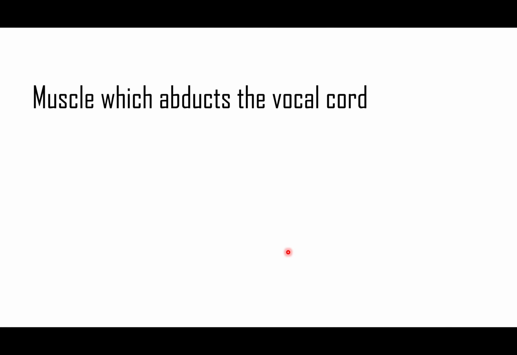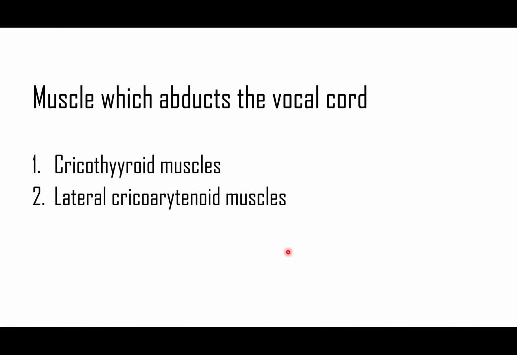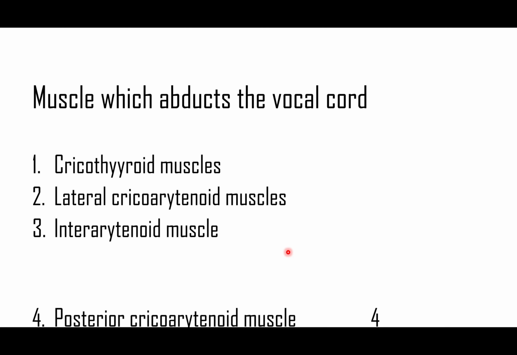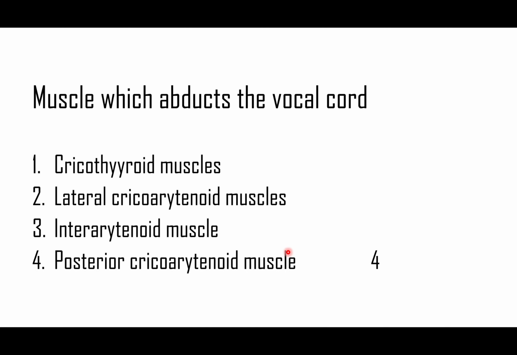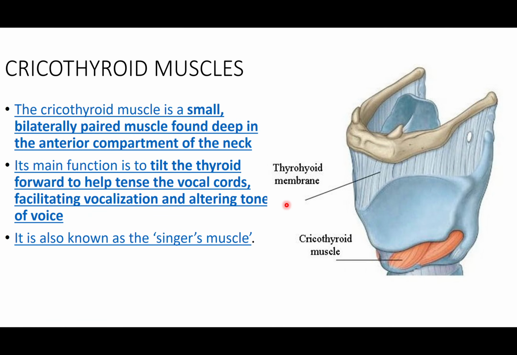Going towards our third MCQ: the muscle which abducts the vocal cord is, options are cricothyroid muscle, lateral cricoarytenoid muscle, intra-arytenoid muscles, or posterior cricoarytenoid muscles. We have to find out which muscle abducts the vocal cord. For this we need to know which muscle does what, so that we can easily confirm it. The first option is cricothyroid muscle.